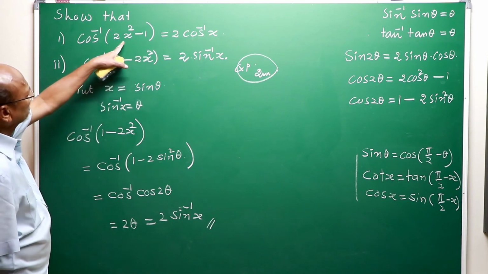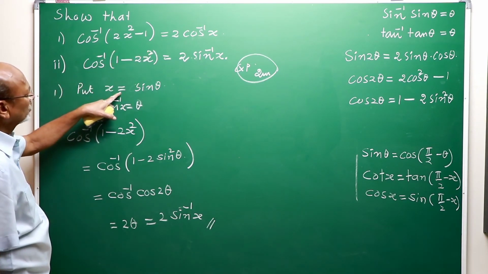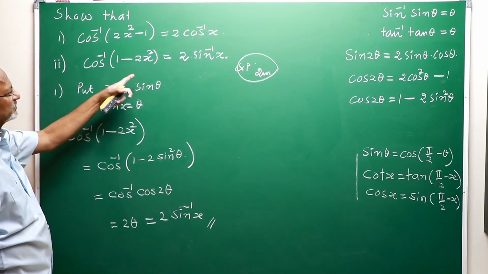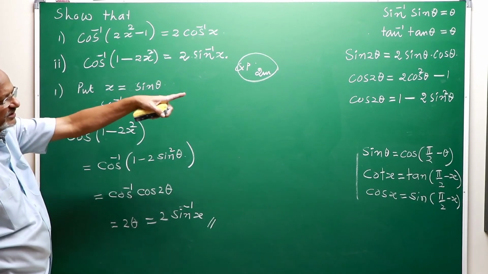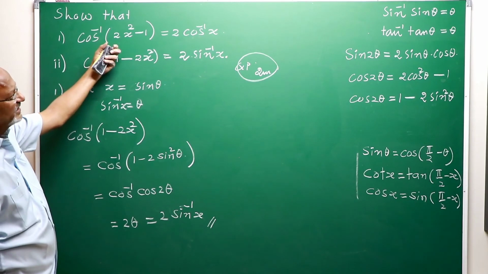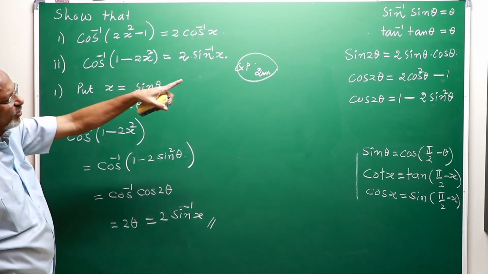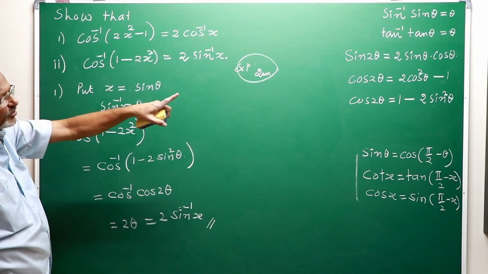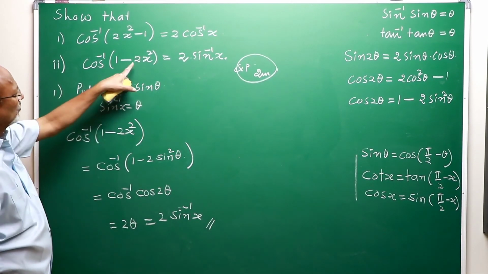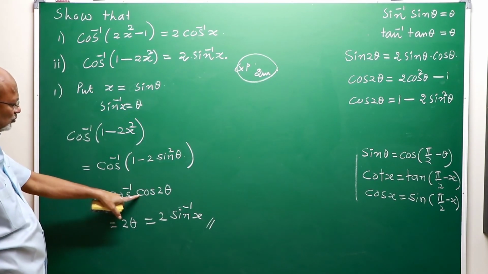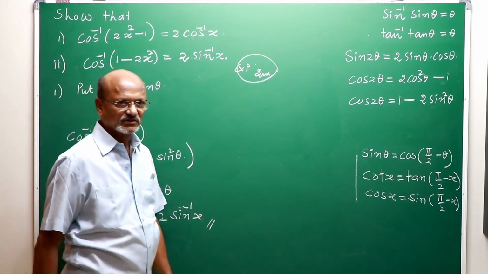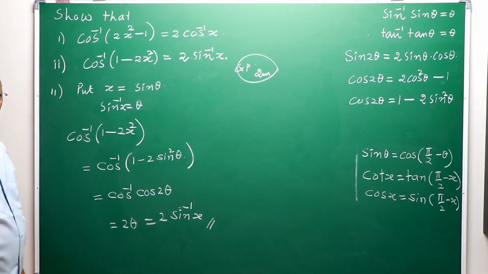Yes, all these are simple. If the RHS is 2 cos inverse x, put x equal to cos. If it is 1 minus 2x square equal to 2 sin inverse x, put x equal to sin. The support is the formula done in PUC first year. Before starting these examples, normally what I do is remind the formula from the previous classes, then I do it. 1 minus 2 sin square is cos 2 theta. Cos inverse of cos 2 theta is 2 theta, which is 2 cos inverse x.